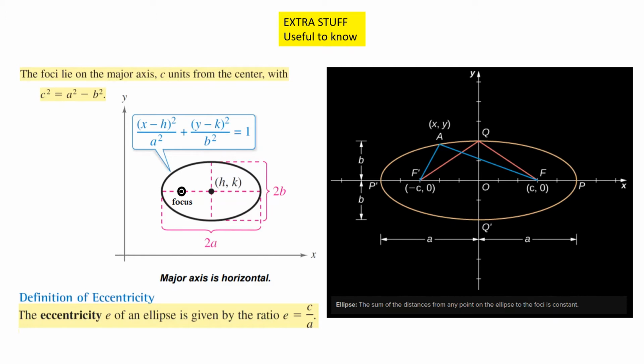So the definition of eccentricity: the eccentricity e of an ellipse is given by the ratio e equals c divided by a, where c is the distance from the center to the focus and a is the distance from the center to the edge of the ellipse at the major axis.